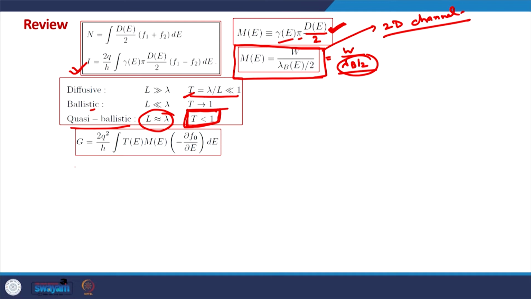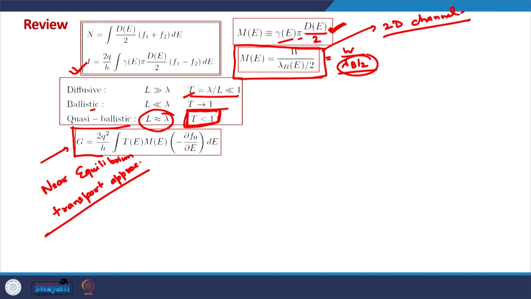Then, using the near equilibrium transport approximation, we could deduce that the conductance of the device is given by this expression. Conductance can be written as 2q square by h, integration of T(E) M(E), and in the bracket we have minus del F naught by del E, times dE.